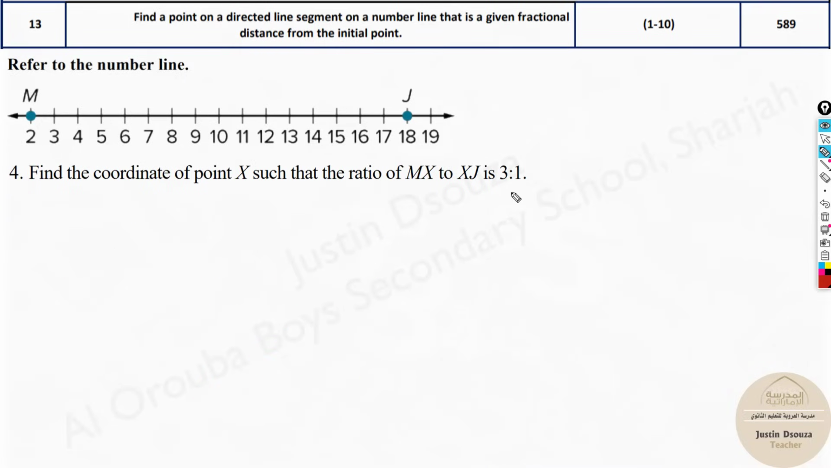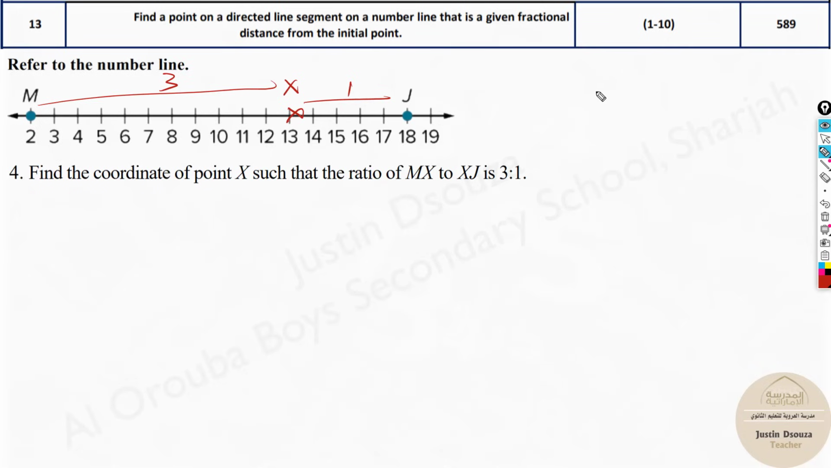In this problem, if you see, we have got the ratio m is to n, not the fractional distance. Whenever you get something like 1 by 4 or 3 by 9, it's the fractional distance. Now we have been given ratios, and they have told us to find the coordinate point x such that the ratio of m to x, we don't know the point, I'll just take a random guess and put it over here, from m to x and x to j, is 3 is to 1. So this one part is 3 times this. How would we do that?